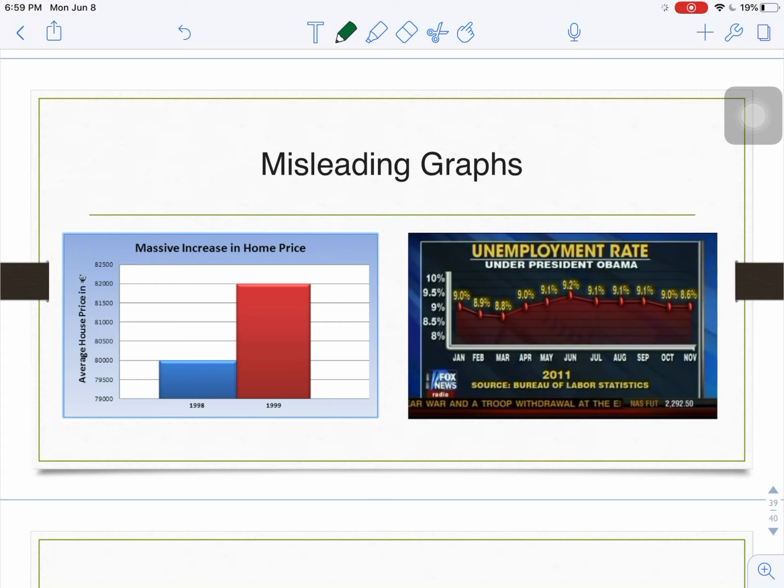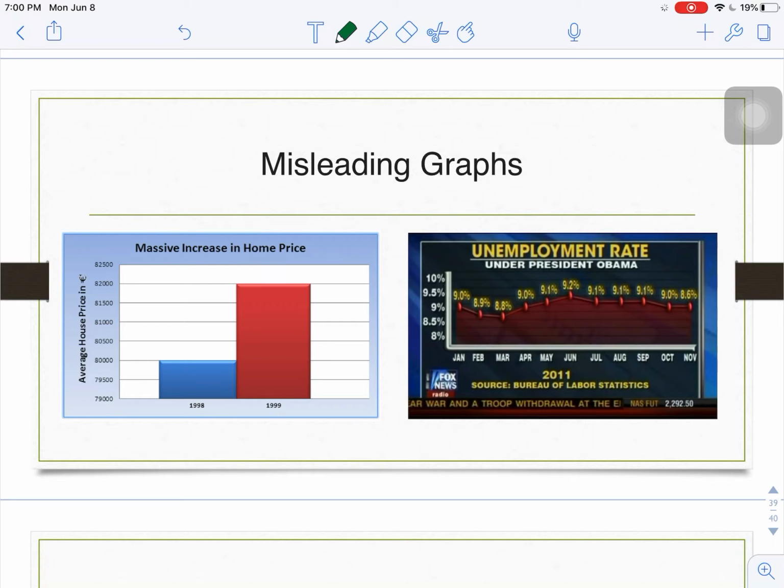I love misleading graphs. I know I'm a nerd when I say that, but misleading graphs are all over the place when you're talking about the news or even in magazines. You're going to see misleading graphs.